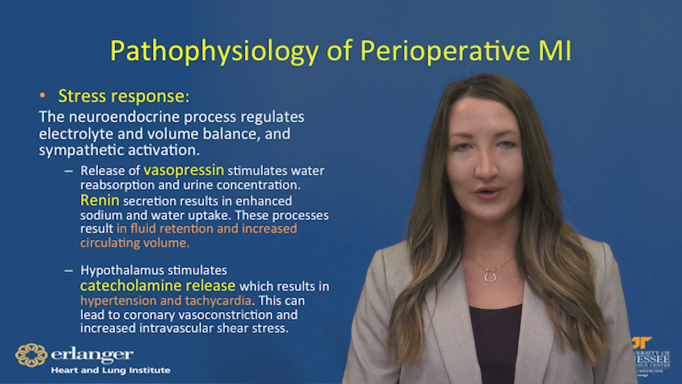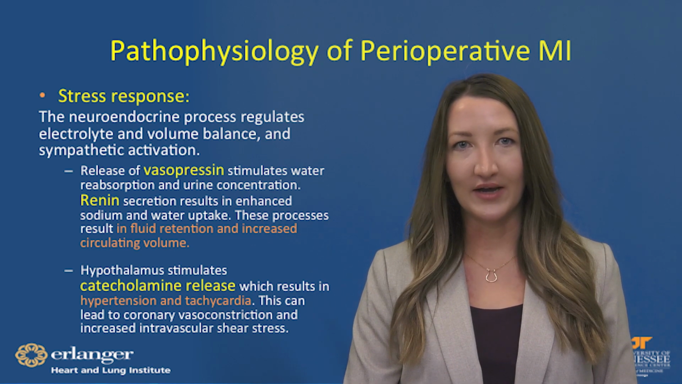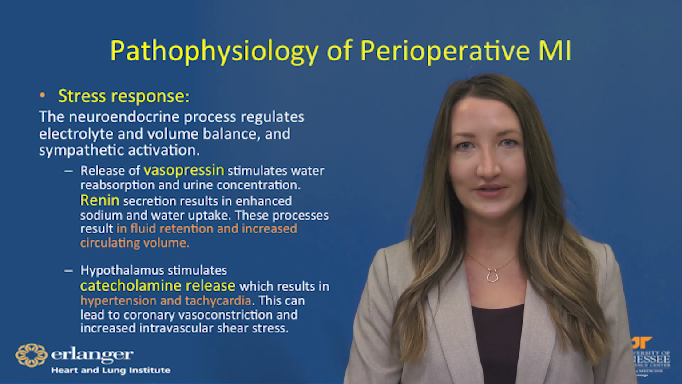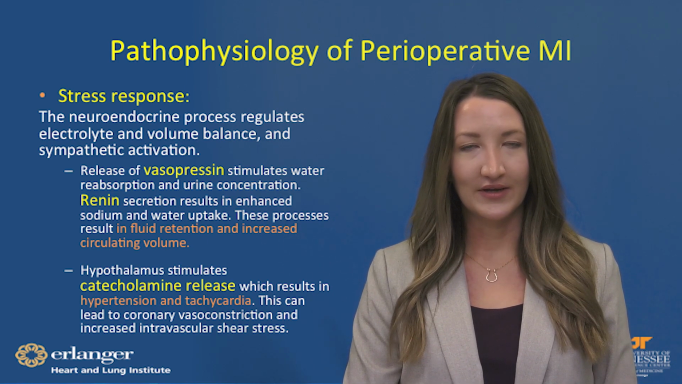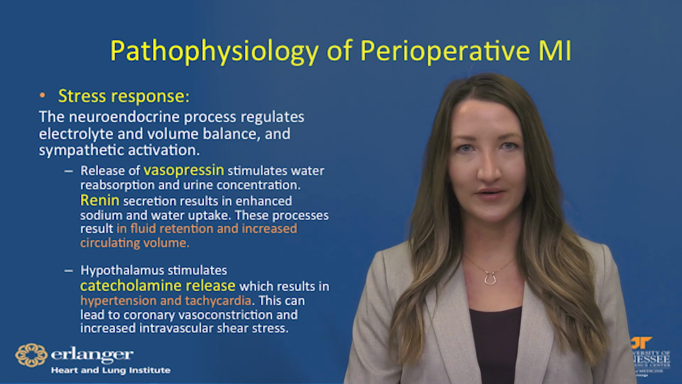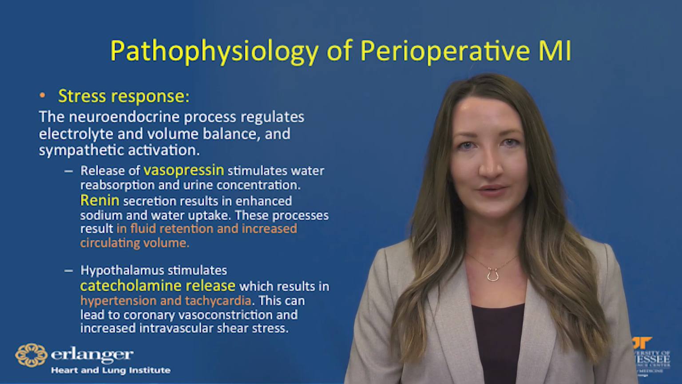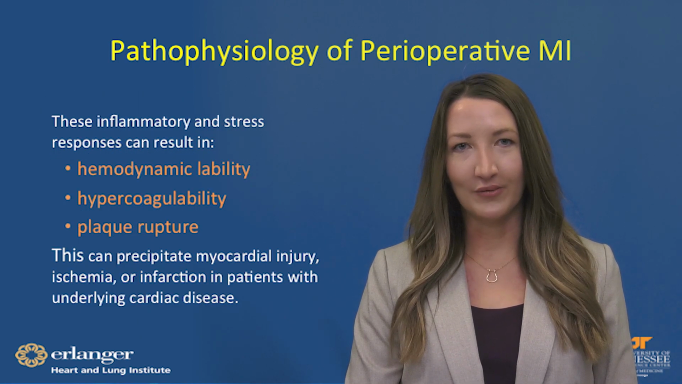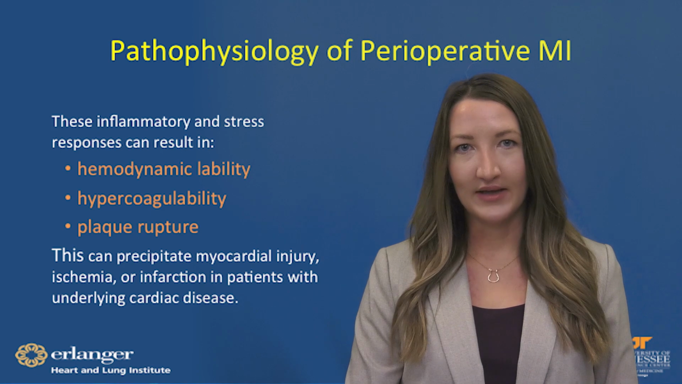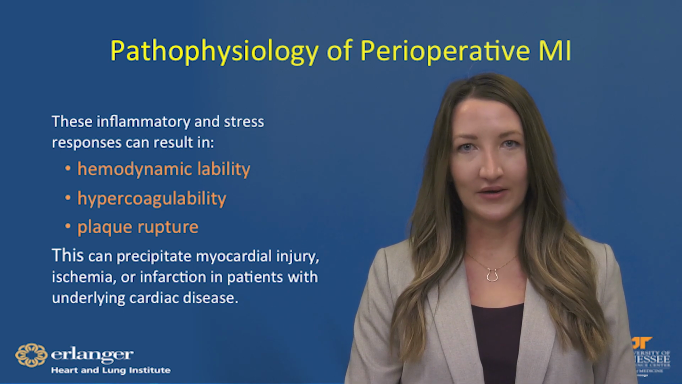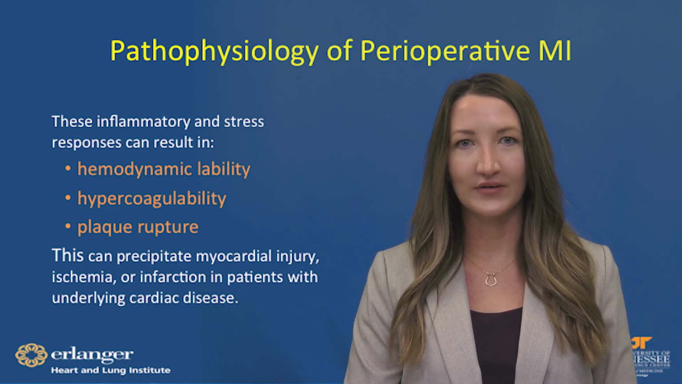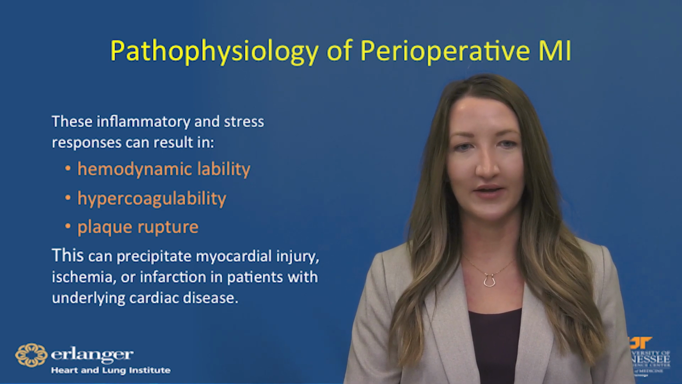And the hypertension and tachycardia that results from the catecholamine surge can lead to cardiac complications and increased cardiac demand. It can also lead to increased shear stress within the vasculature, especially in patients with underlying coronary artery disease. And these inflammatory and stress responses can result in labile hemodynamics, hypercoagulable states, and can induce plaque rupture from the catecholamine surge, which can precipitate myocardial injury, ischemia, or infarct, particularly in patients with underlying cardiac disease.